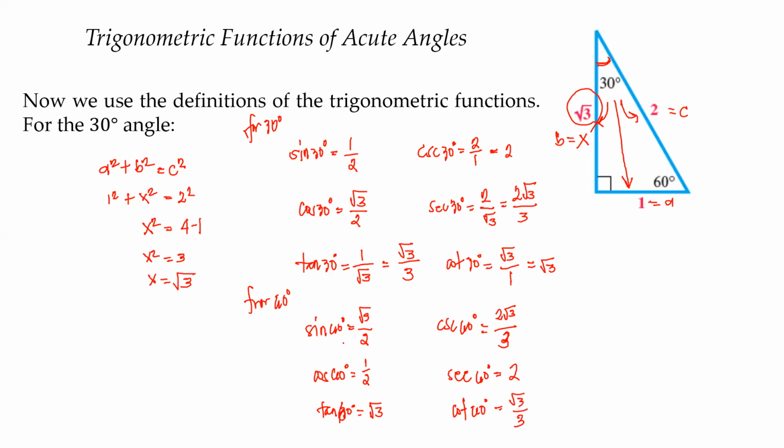And if you can observe, sine 60 has the same value as cosine 30 because the two of them are co-functions. Cosine 60 and sine 30, tangent 60 and cotangent 30. Cosecant 30 and secant 60, cosecant 60 and secant 30.